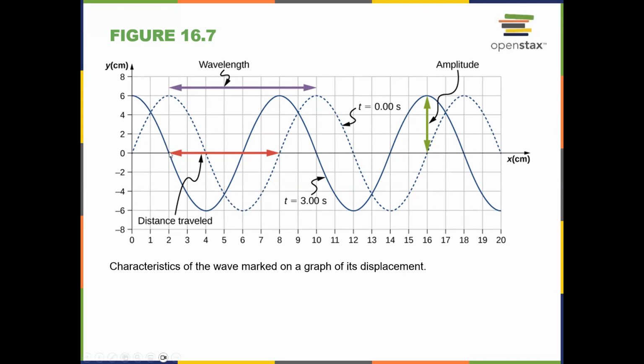If you look here, this is the distance traveled by the wave in the 3 seconds. And what we see is that this is equal to 8 minus 2, which is 6, divided by 3. So it's moving at 2 meters per second.